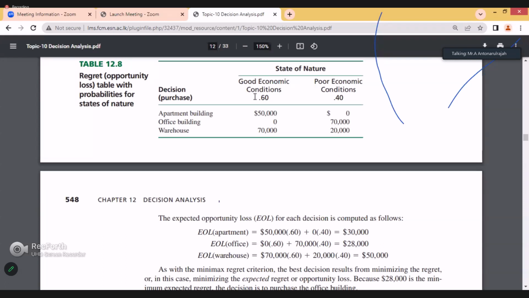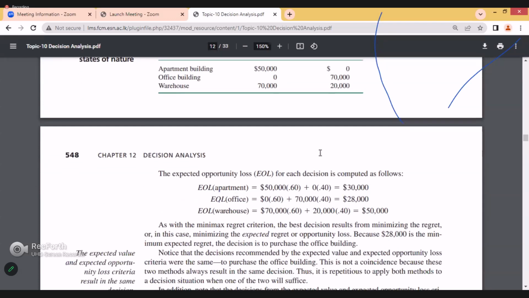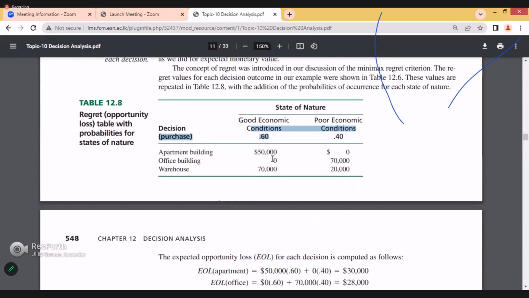Okay, therefore here we have to multiply after getting the opportunity loss table. For the respective probability, we have to multiply, even if it's zero. So 50,000 first table, 50,000 multiplied by 0.6, here 0. Second, 0 multiplied by 0.6. And third one, warehouse purchasing decision, 70,000 has to multiply by 0.6, and poor economic conditions, 20,000 has to multiply by 0.